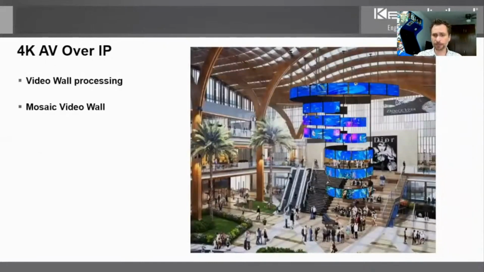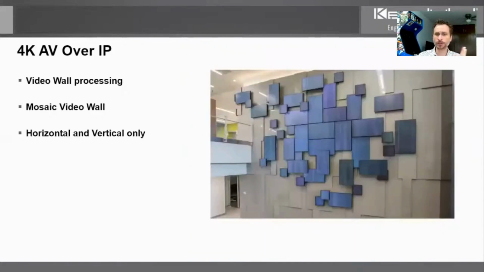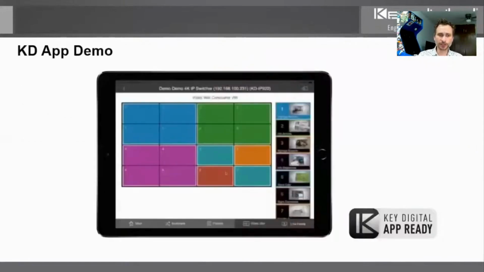So here's an example of a mosaic video wall where actually, if you do the count across the top row, it is a full 16 panels. And they really build an exquisite environment with mosaic video walls. Again, horizontal and vertical orientation only for the KeyDigital Mosaic support. We do not support diagonal video walls. So these are your options for the KeyDigital AV over IP.